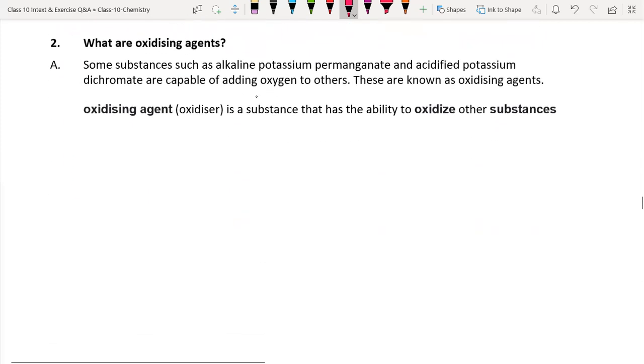2. What are oxidizing agents? Simple. An oxidizer is a substance that has the ability to oxidize other substances, that has the ability to give oxygen to other substances. They are known as oxidizing agents.